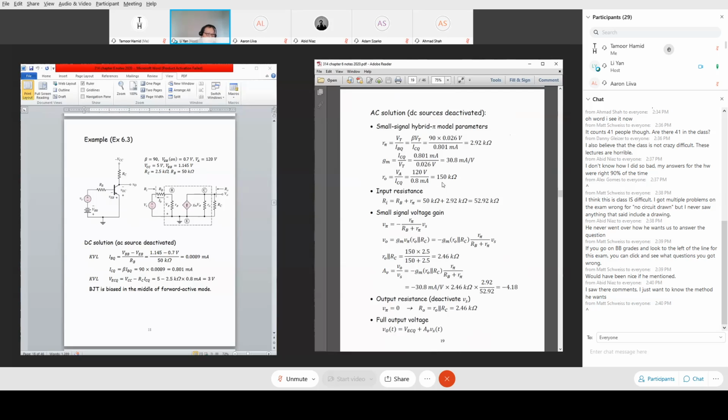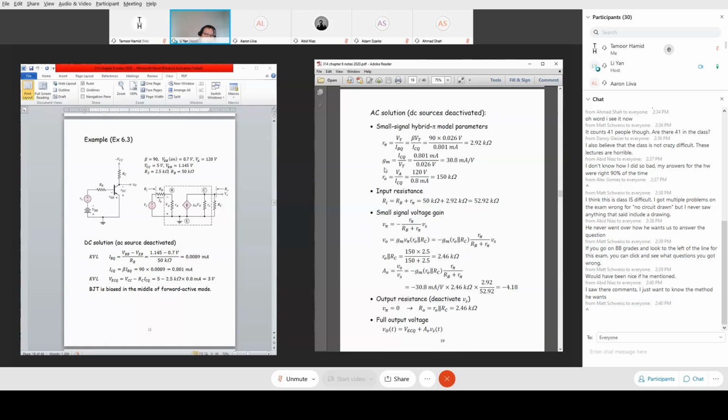From this circuit, we're able to continue to calculate the AC part of the solution. First, we need to calculate the small signal hybrid pi model parameters, because there are three quantities: R pi, gm, and ro. By definition, R pi equals VT, the thermal voltage, divided by the base current at the quiescent point, which can also be calculated from the collector current. You modify that by a factor of beta, and numerically it turns out to be 2.92 kilo ohm.